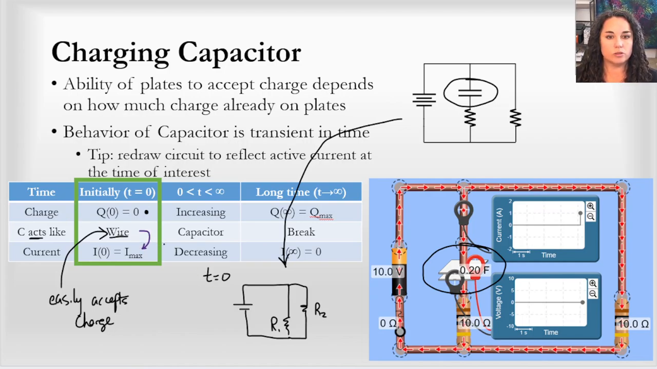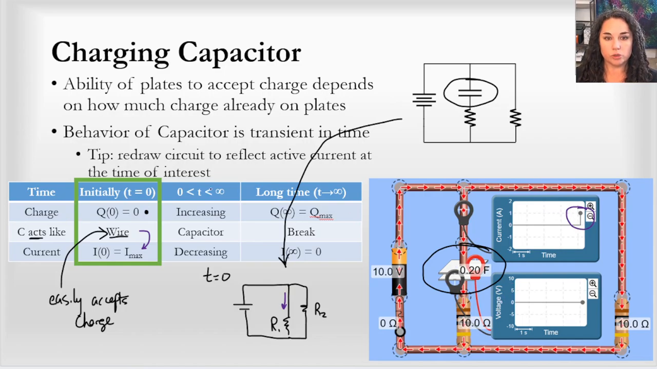There's no impedance really. The capacitor is not offering any impedance to that current flowing through that branch. So we're going to have an I max through that capacitor. We can see that when I look at the voltage and current graphs on this capacitor. The current through this branch is at a maximum value.